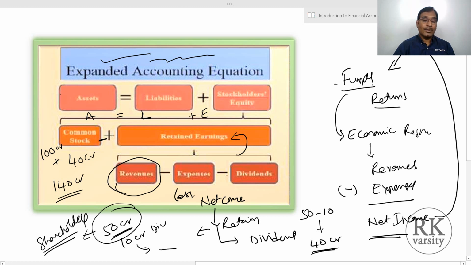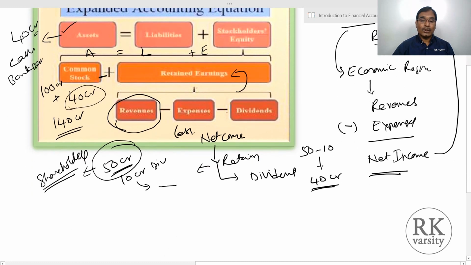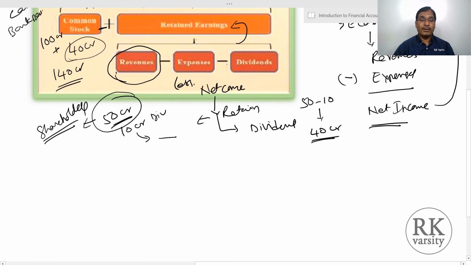How is that going to happen? This 40 crore we have may be in the form of cash, or a bank deposit, or a short-term investment, because this money is there in our business. So automatically it will be somewhere in assets. Finally, your assets will equal liabilities plus owner's equity plus retained earnings. That means whatever money is earned stays with the company.